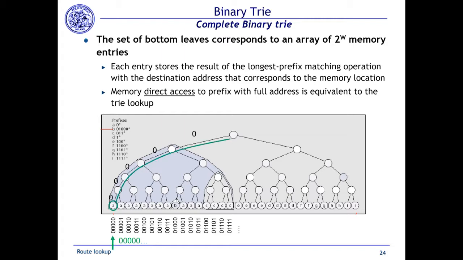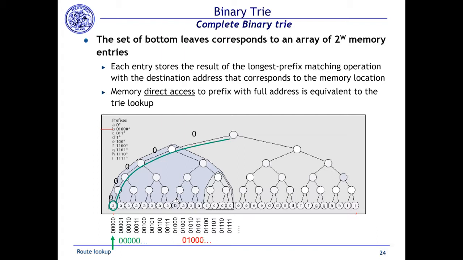So the longest prefix matching operation returns the result. If we want to use the tree, we have to follow the path, but we can directly access the memory using the first received bits of the destination address as the key, as the address. Okay. And here we find directly the result. So actually we need the tree only to make the construction, to build the database. But then for the lookup operation, we can forget about the tree. We have a direct memory access.